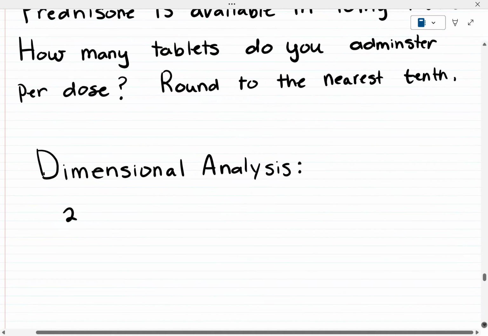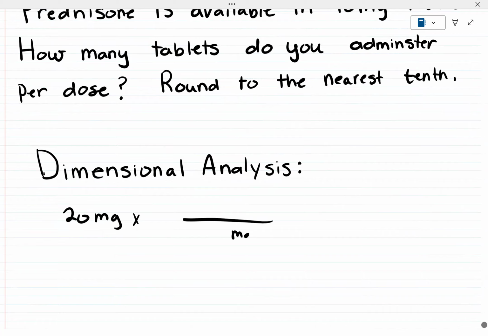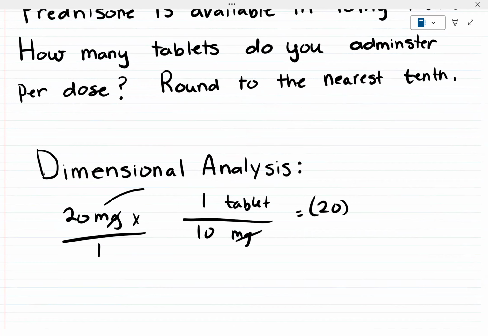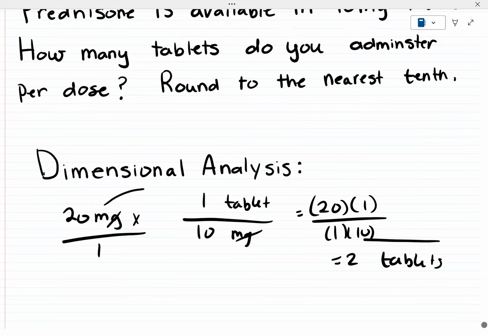So we are given 20 mg times mg on the bottom, tablet on the top. We know that for one tablet there's 10 milligrams. And then just multiply crosswise. So the milligrams disappear. 20 times 1, and on the bottom, it's 1 times 10, which is 2 tablets. Round to the nearest tenth. You're fine. You don't have to put trailing zeros. The 2 tablets are perfectly fine.